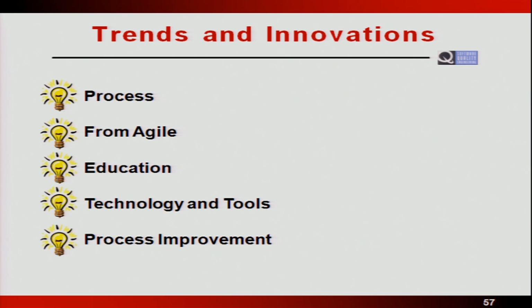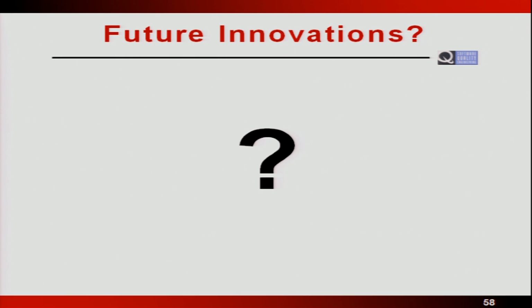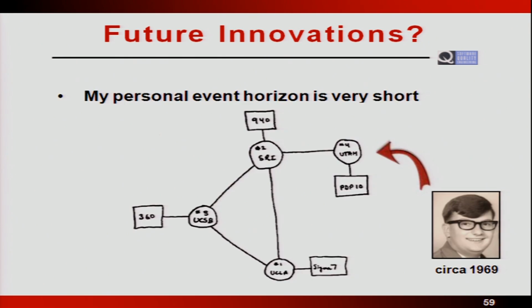All right. Well, that's what I want to talk about today. This is what I see as trends and innovations in the areas of process, things that have come from Agile, education, technology and tools, and process improvement. I want to talk about future innovations in just a second. But I need to, again, give you disclosure.